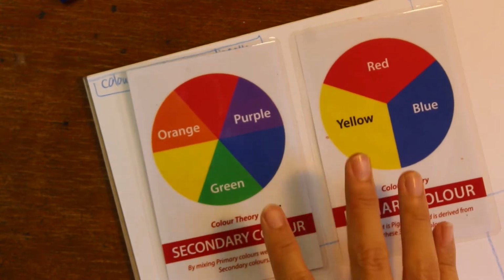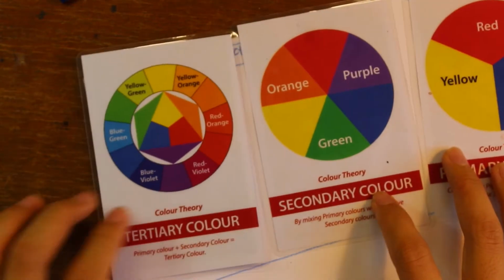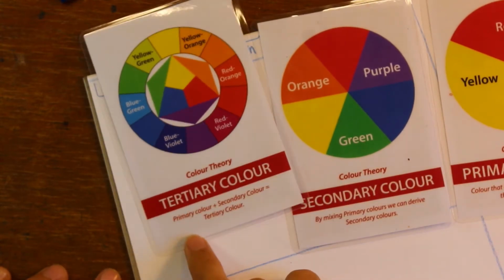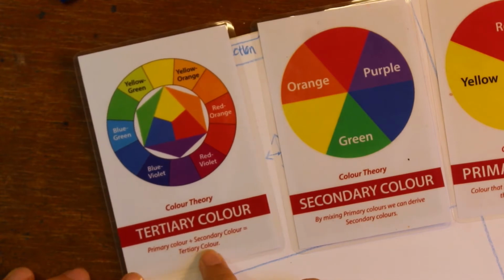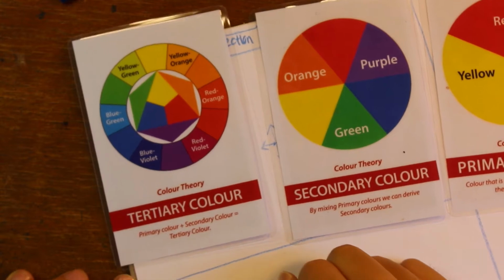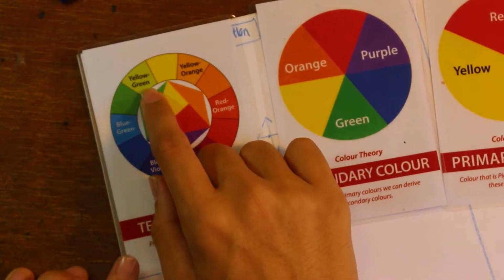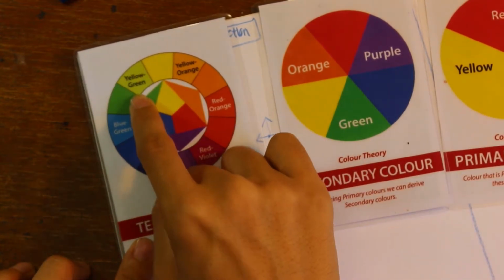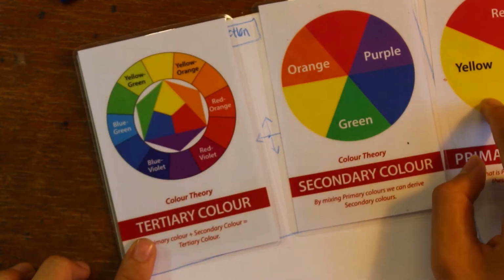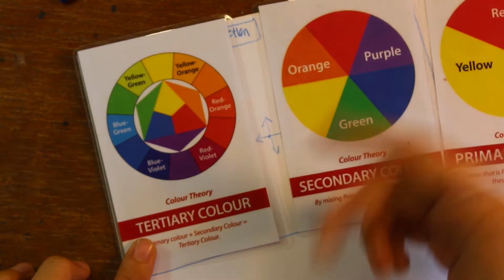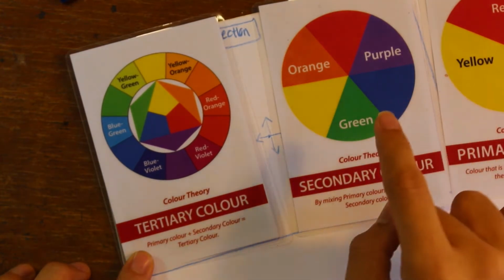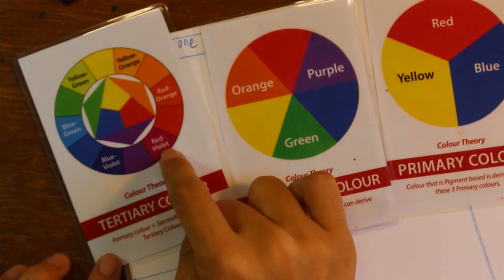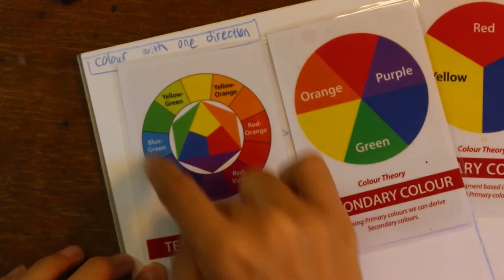And after these two, you need to use tertiary colors as well. Primary color plus secondary color is tertiary color. This is the third type of color. This third type of color is yellow green, which is a green color combined with yellow. Yellow orange is yellow combined with orange. So it's always the primary color combined with the secondary color, then you will get a tertiary color. So all of this is the tertiary color.